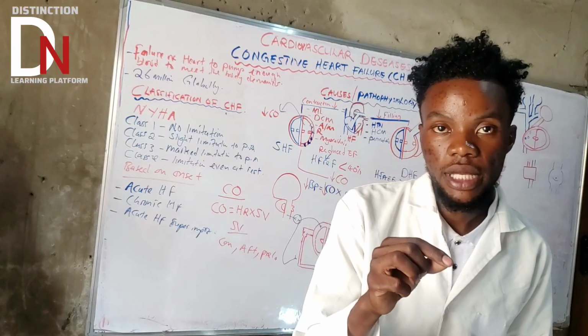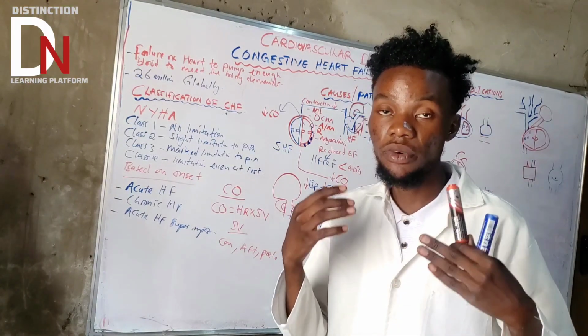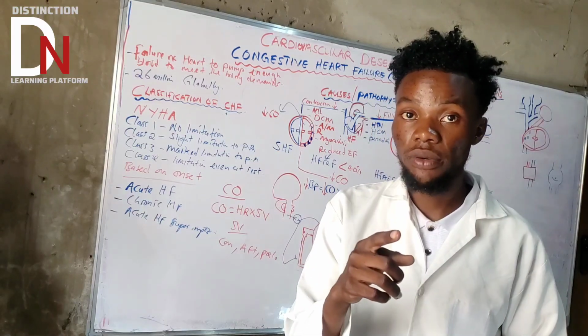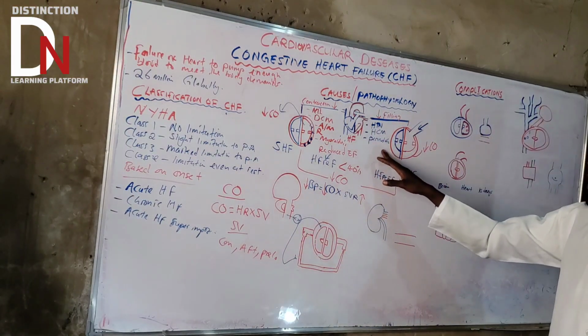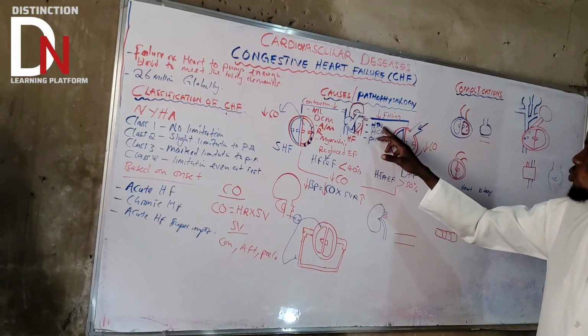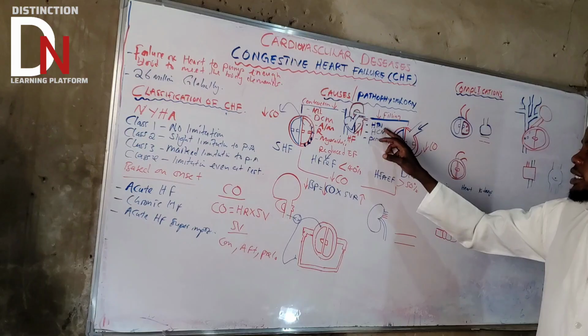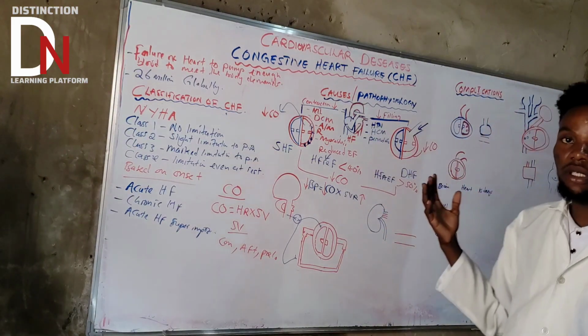So the amount of resistance that the ventricle has to overcome in order to pump blood out of the heart is what we call afterload. If you look at diastolic heart failure, we said hypertension is one of the contributing factors that can increase what? Afterload, or the amount of resistance in the systemic circulation.